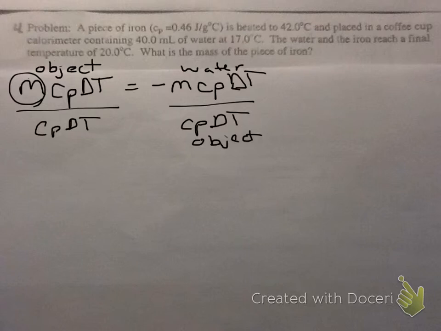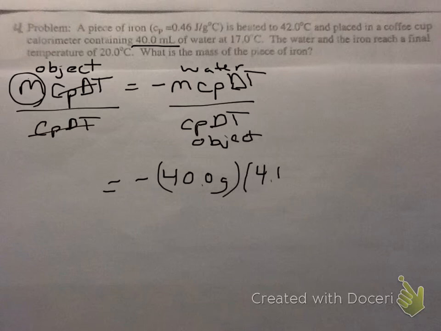Alright, so now all I have to do is plug and chug and I'll solve for the mass of my object. The mass of the water can be found right here, but that is volume. But remember, it's a good thing we know the density of water is 1 gram per milliliter. 40 milliliters is 40 grams. So we're going to put 40 grams in there. The specific heat of water is 4.184 joules per gram degrees C.